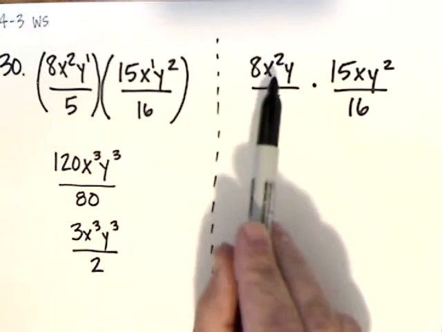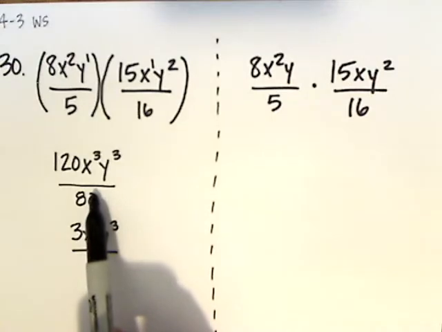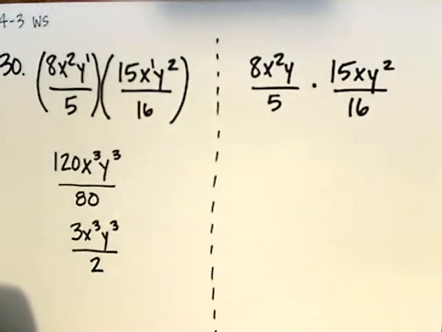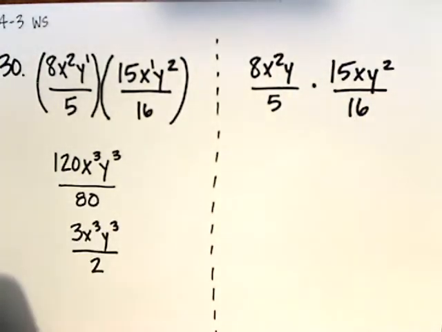Now before I multiply numerator times numerator and denominator times denominator like I did over here, what I'm going to do is try and reduce first. And the way I'm going to do that is I'm going to look at the coefficients on the top and the numbers on the bottom and see if there's any common factors that I can divide some number on the top by and some number on the bottom by.